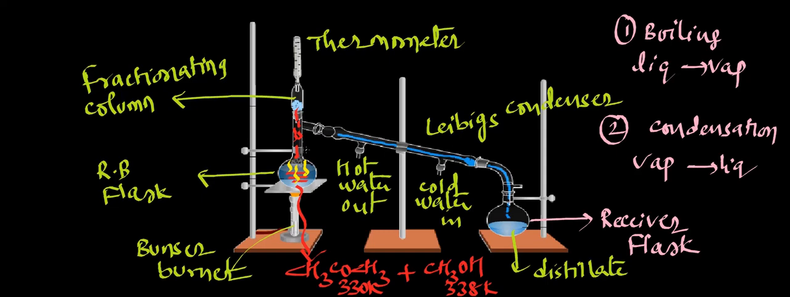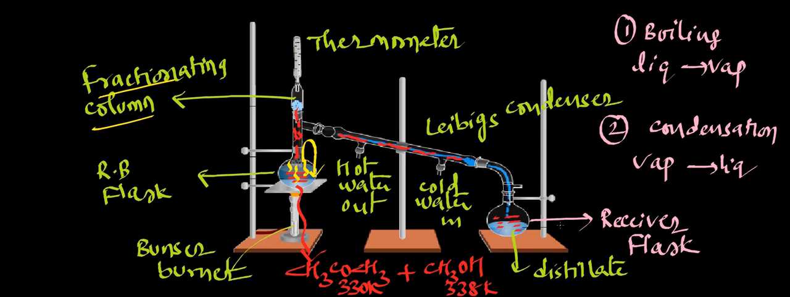So how can we avoid this? With the help of fractionating column. It sends back the vapors of methyl alcohol and it allows the vapors of acetone. Now the vapors of acetone enter into the Liebig's condenser. So where it undergoes condensation process. Now the liquids turn back into what? Liquid. So the first distillate that is collected in this process is acetone.